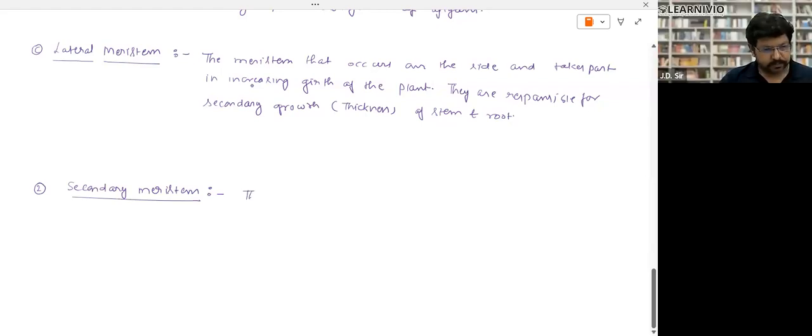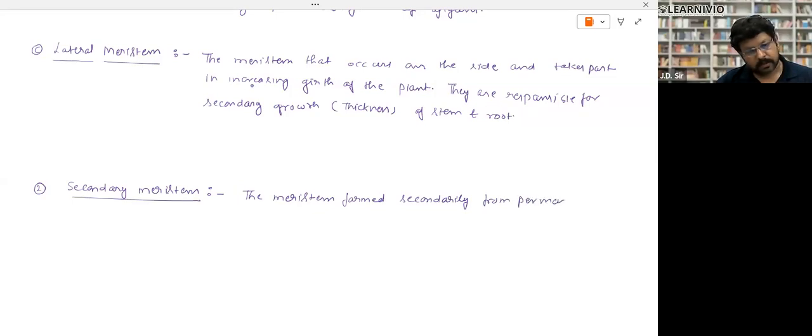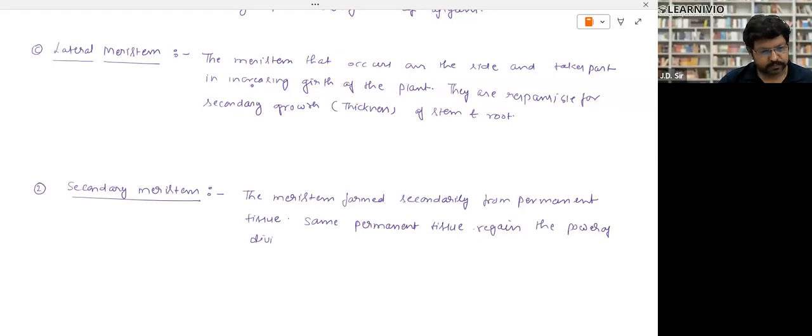The meristem formed secondarily from permanent tissue. Some permanent tissue acquire the power of division, or regain the power of division, with a reason.